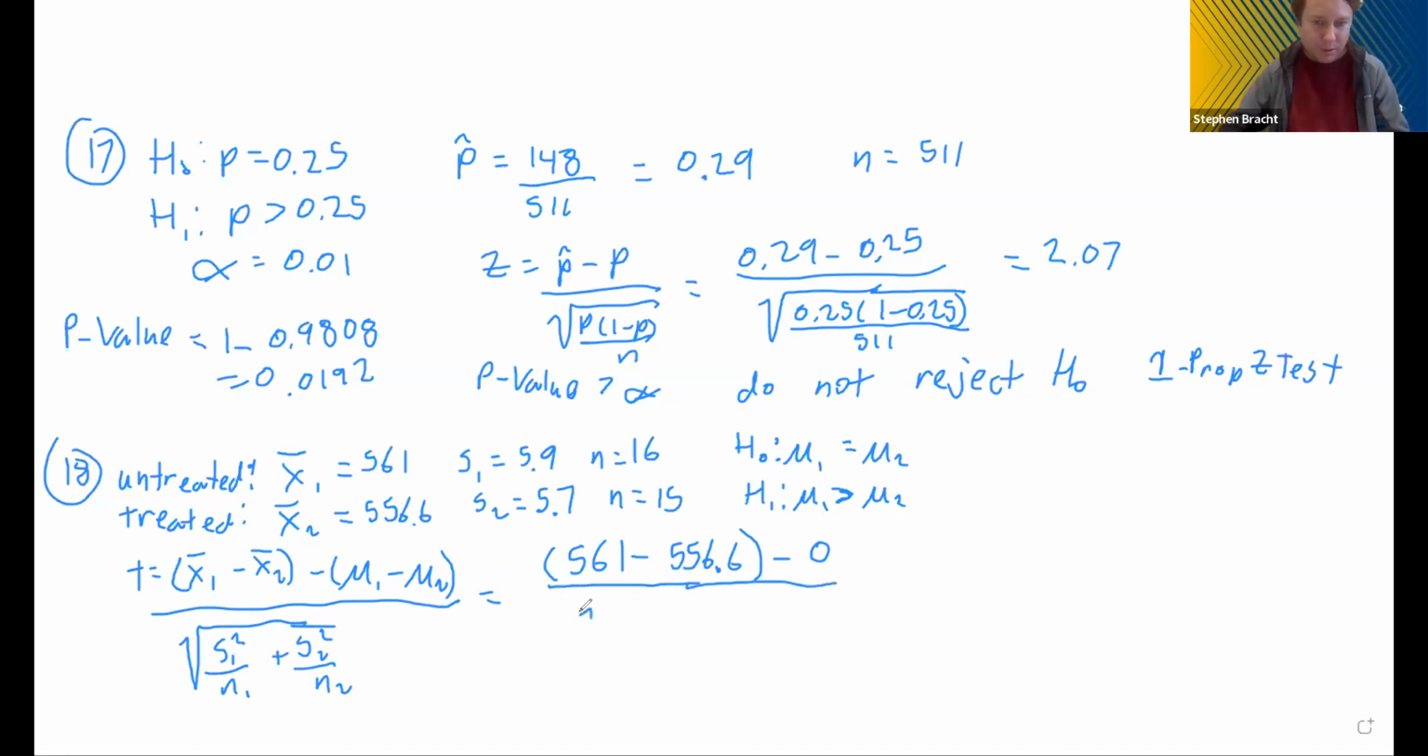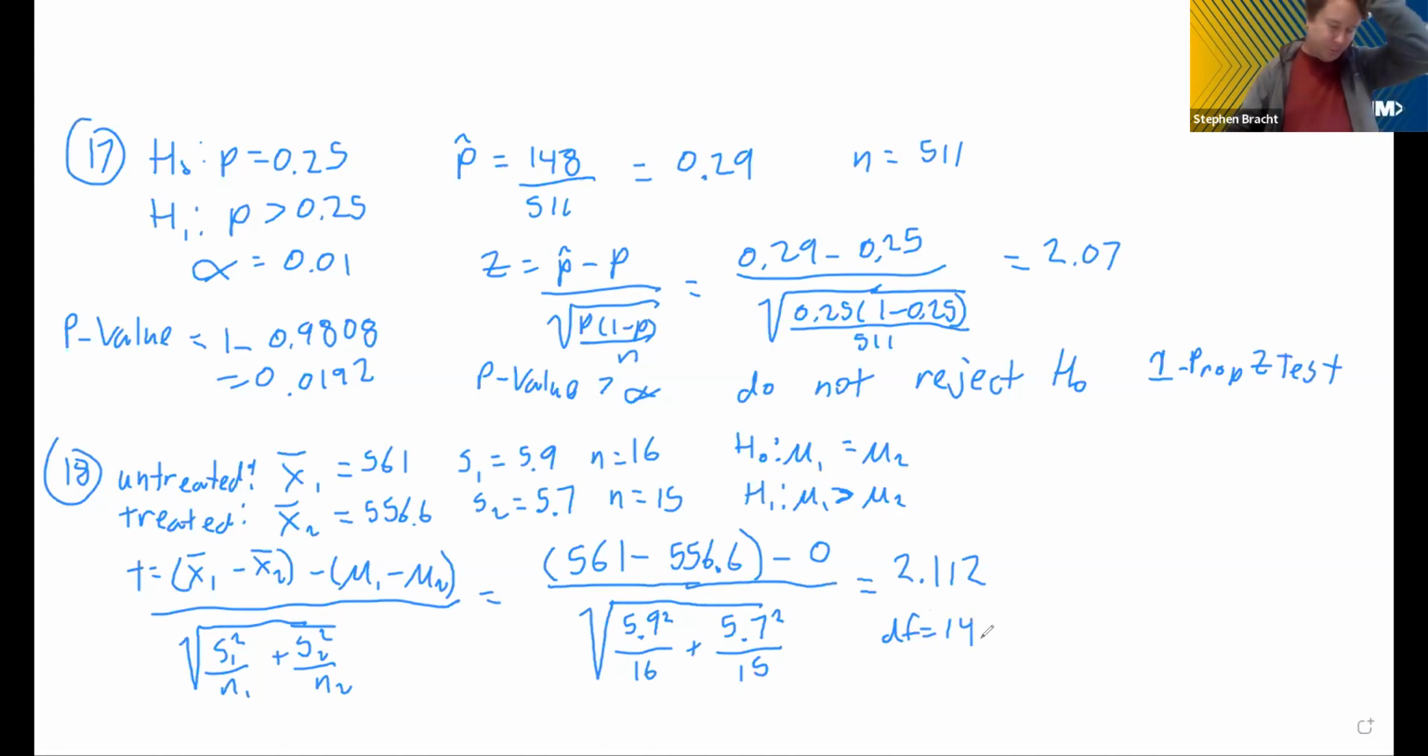This is divided by the square root of 5.9 squared divided by 16 plus 5.7 squared divided by 15. And this is equal to 2.112, okay? And then it's a t-value, so you would use the table. The degrees of freedom will be based off of the smaller of the two samples, which is 15, so the degrees of freedom would be 14.